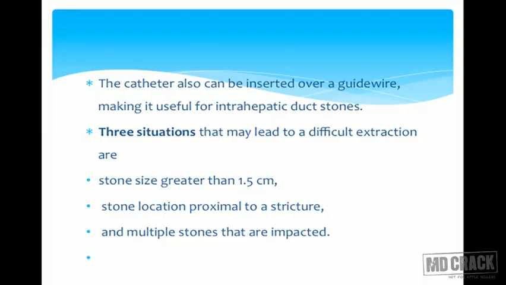The catheter can also be inserted over a guide wire, making it useful for intrahepatic duct stones. There are three situations that may lead to difficulty in extraction. These are stones larger than 1.5 cm in size, and stones located proximal to a stricture. If there is a stricture and stones are located proximal to it, it will be difficult to extract the stone across the stricture, as you will need instrumentation, which is quite difficult. And if multiple stones are tightly impacted in the CBD, you may find it difficult to pass a guide wire across them and get the stones out.